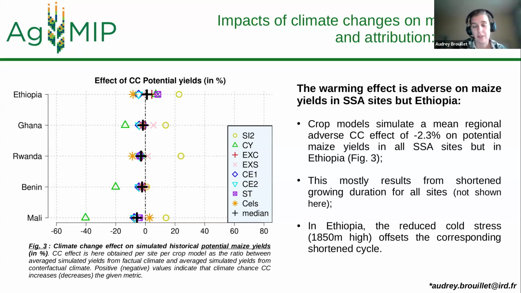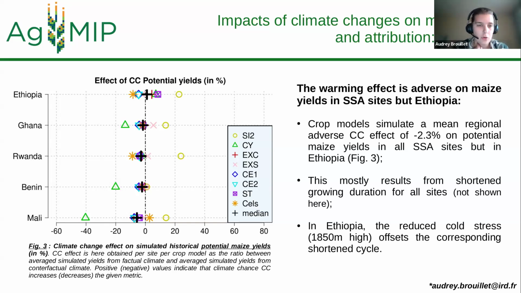So what this graph illustrates is that the warming effect, the local warming that I've just shown you, results in an adverse effect on maize yields in all sites in Ethiopia. On the graph, the black cross here has negative values, a negative difference between factual and counterfactual simulations. So the climate change historically reduced the potential yields according to crop models.